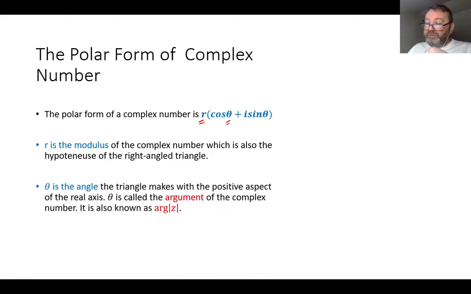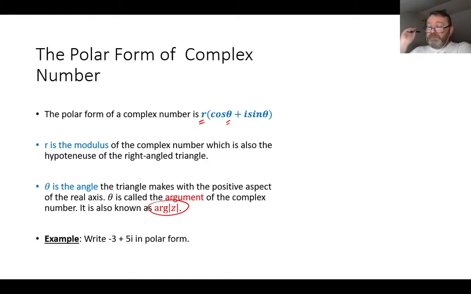R is the modulus, as I said already, and theta is the angle the triangle makes with the positive aspect of the real axis. It's also known as ARG. And you might see it written sometimes that way in the exam. They won't write out the word argument. They might just write A or G, which you know then has to be the angle that the complex number is making with the 0 degrees or the right hand side of the x-axis.